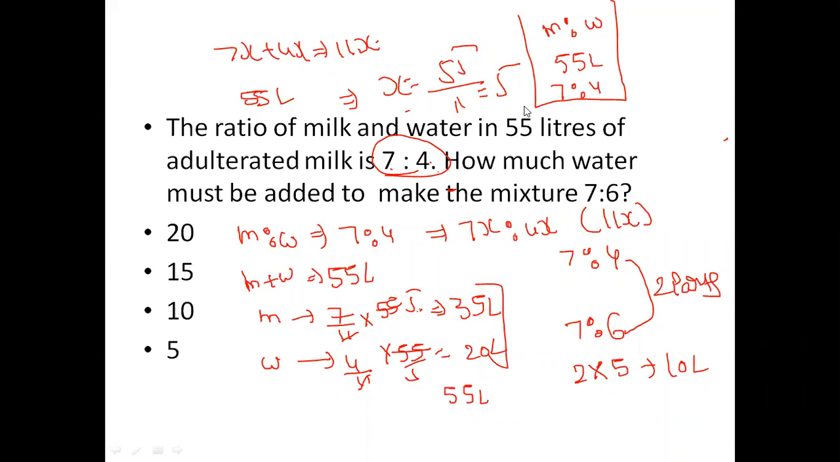That means milk is constant. Water is incremented by 2 parts. If I'm able to find out what is one part, I can answer how much water I'm adding to make sure the ratio is 7 is to 6. Okay. So total 11x parts are there and total quantity is 55. That means each part quantity is nothing but 55 by 11, which is equal to 5 parts. So as 2 parts of water is being incremented, 2 into 5, total 10 liters of water is being added to the mixture to make sure that it's in the ratio of 7 is to 6 at the end.